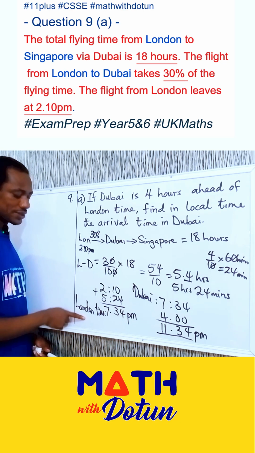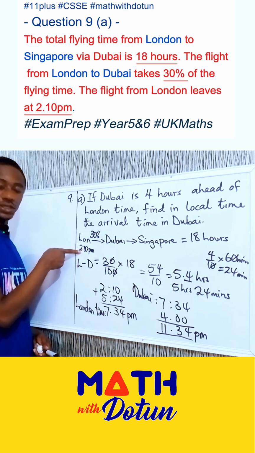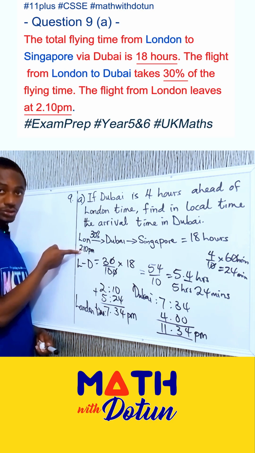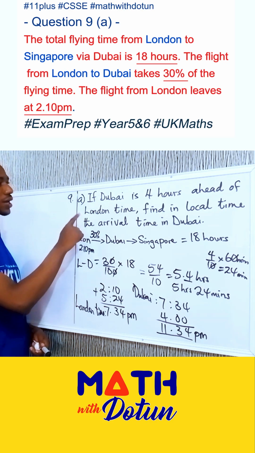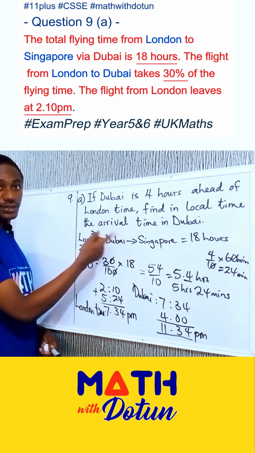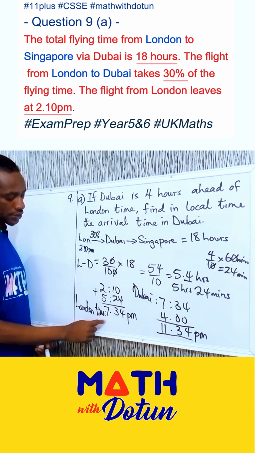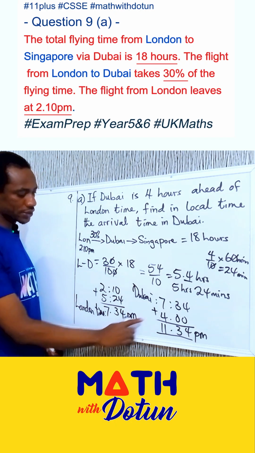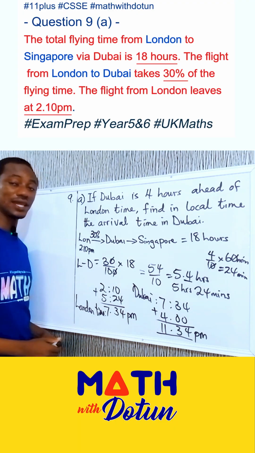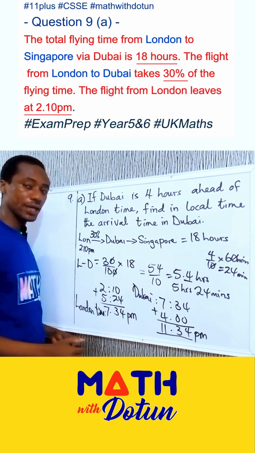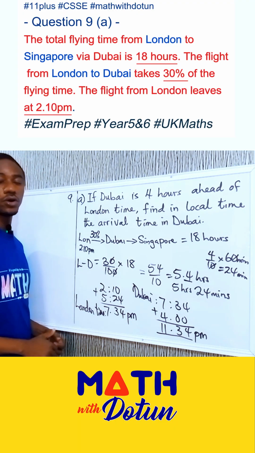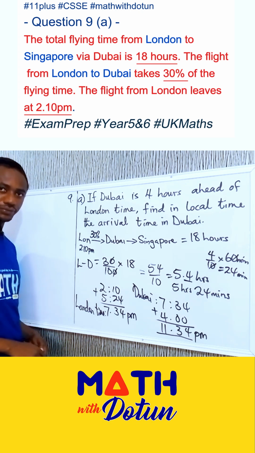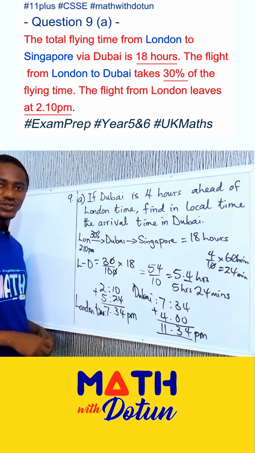But that is London time, because we are working with the departure time, London time. Now we have to calculate in Dubai time, which is 4 hours ahead. So we added 4 hours to 7:34, and then we got 11:34 p.m., which is the local time of arrival in Dubai. Please go over the video again.